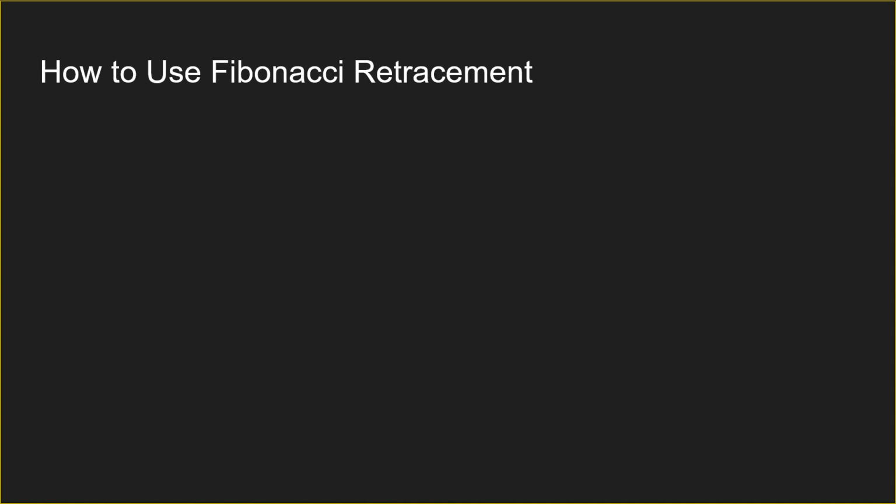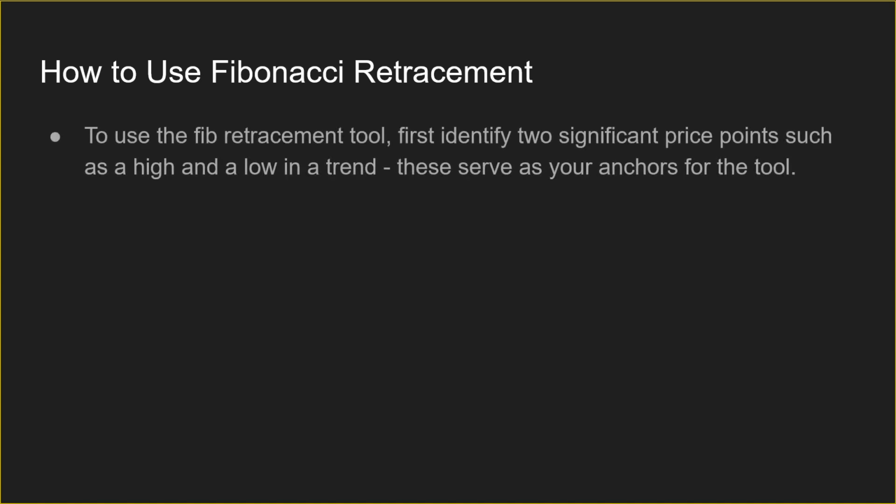Let's touch a bit on how to properly use the fib retracement tool. So to use the fib retracement tool, we want to first identify two significant price points, such as a high and a low in a trend. These serve as your anchors where you're going to drop the tool off, as shown in the previous video. These are the anchors for the tool.